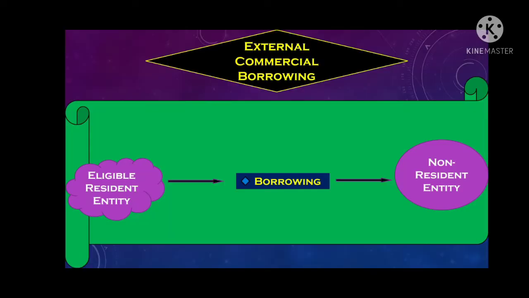So let's begin. External commercial borrowing is basically a type of borrowing. Here, borrowing means a loan. So it is a type of loan which is availed by an eligible resident entity, or we can say it is raised by an eligible resident entity from a non-resident entity.